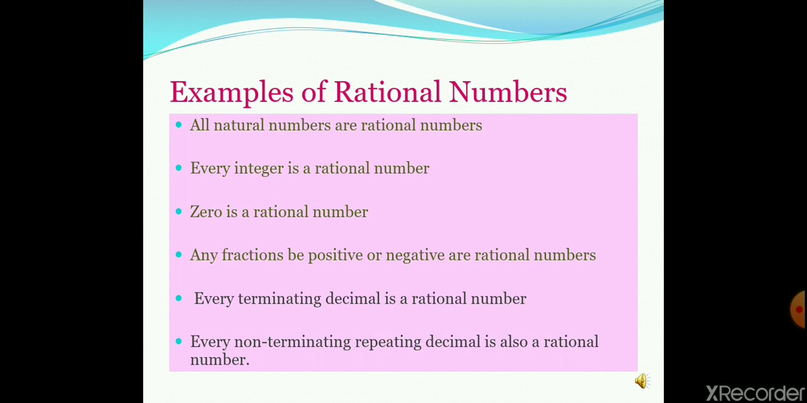Now, here are some examples of rational numbers. All natural numbers are rational numbers. Every integer is a rational number. 0 is a rational number. Any fraction, whether it's positive or negative, is a rational number. Every terminating decimal is a rational number. Every non-terminating repeating decimal is also a rational number.